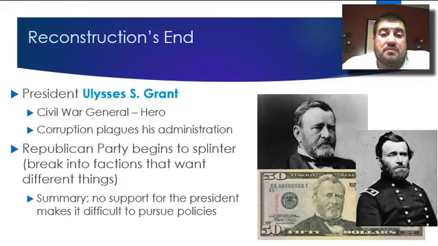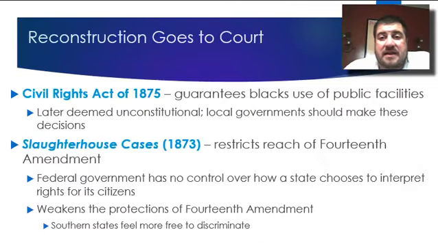And I mentioned before President Grant, he's a Civil War hero. He was the general. Corruption plagues not necessarily him, but his administration, but it leads back to him. And his party, the Republicans, begins to break into factions and splinter because they want different things. So, in summary, there's no support for this president, and he cannot pursue his Reconstruction policies. So, basically, it starts to dwindle at this point.